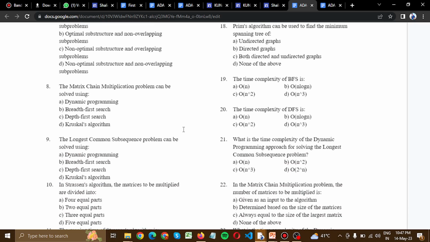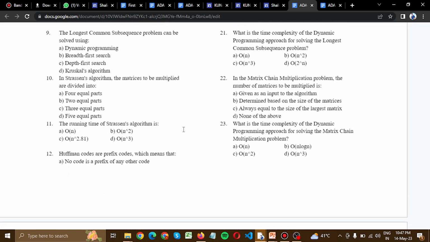Next question, eighth, the matrix chain multiplication problem can be solved using. So the answer is A, that is dynamic programming. The matrix chain multiplication problem involves finding the most efficient way to multiply a chain of matrices together. By using dynamic programming, we can solve matrix chain multiplication. So the answer is A.